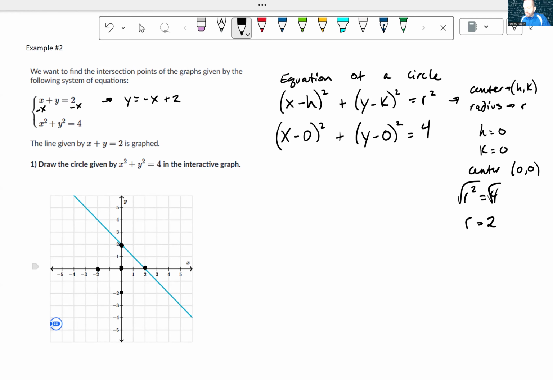I like to just put 4 points like that because it's easy to find the radius if you're going up or down or left or right. And then we'll plot the rest of the circle. I'm just doing a rough sketch though.